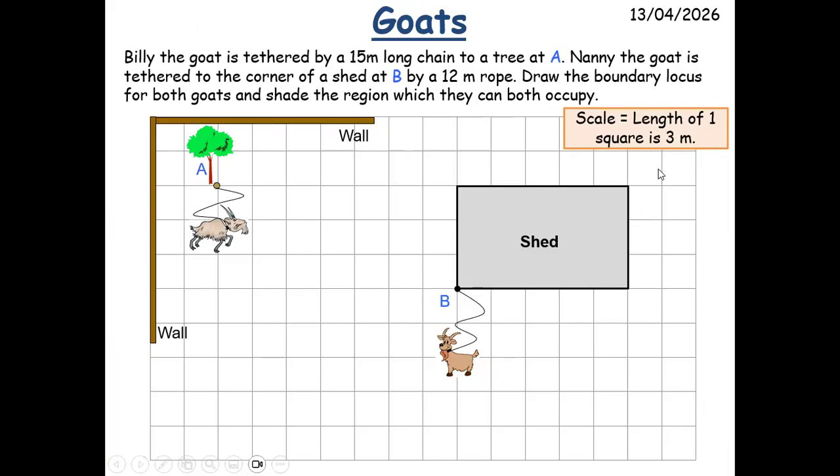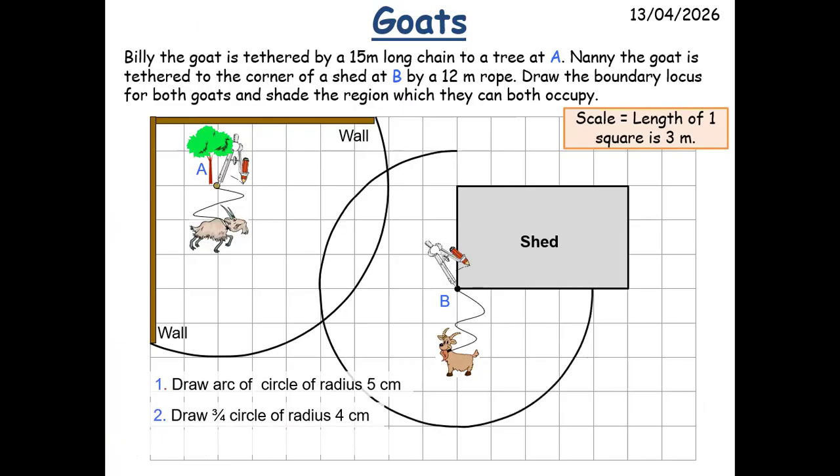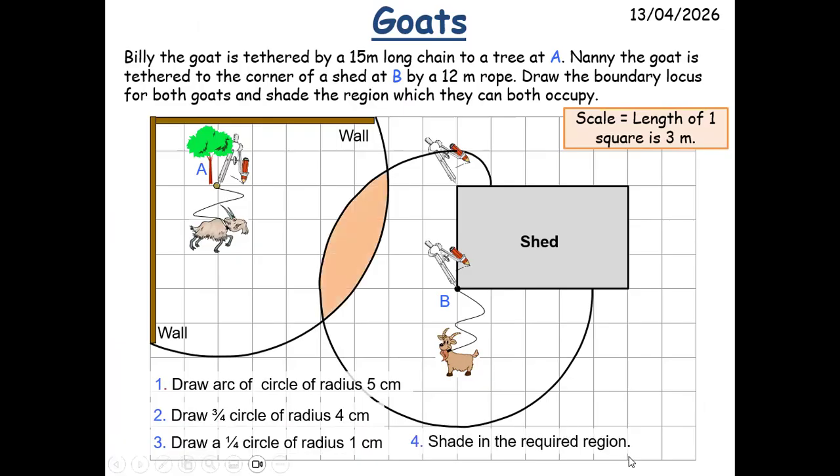So here again, we're going to use a scale of length of 1 square to 3 meters. If we do that, we draw an arc of 5 centimeters, and then we have this. We draw a circle of radius 4 centimeters as well. And then we have this. Now, this is the region where the 2 of them can meet. The 2 goats can meet in this region. So that will be our answer.